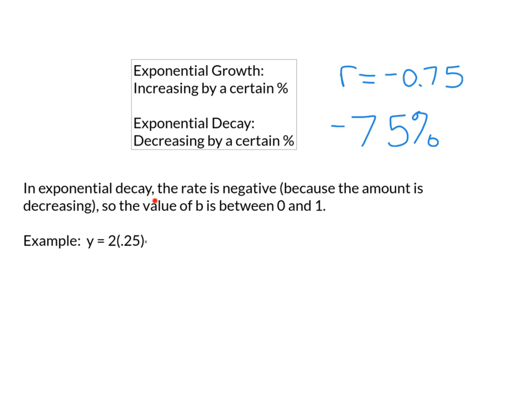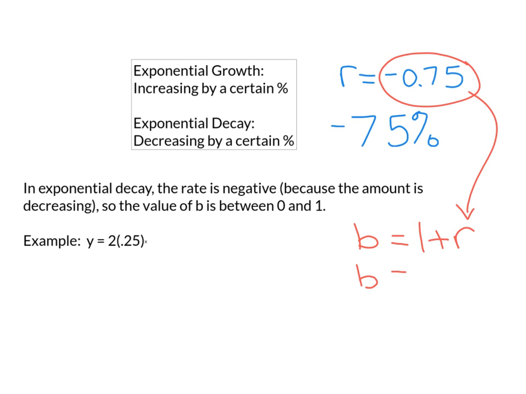Remember, in exponential decay, the rate is negative because the amount is decreasing. So the value of B will be between 0 and 1. Now let me tell you why that is. We know that B is equal to 1 plus R. Our growth factor, B, is equal to 1 plus the rate. So if we take this rate and plug that in, we're going to get B equals 1 plus negative 0.75.